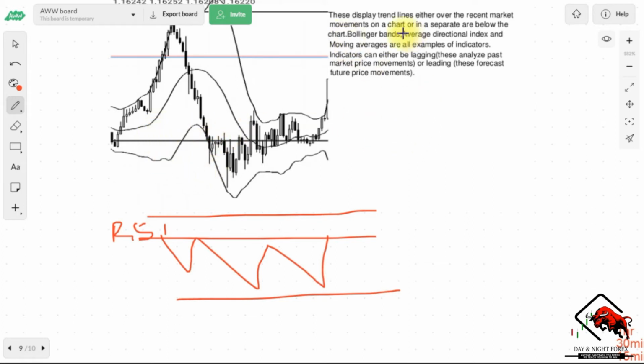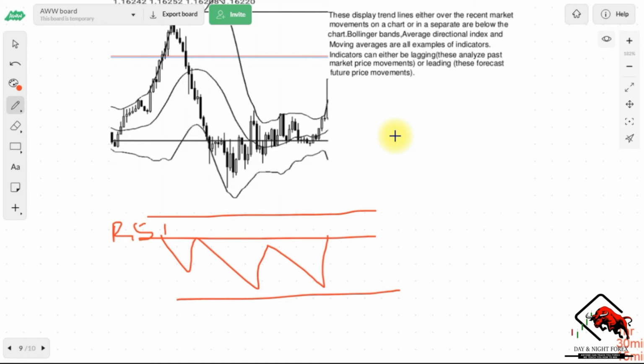So basically it's either on your chart showing you the movement, or it's separate at the bottom of the screen like this. The MACD, all those kinds of things, like the RSI, as I said. Bollinger Bands, average directional index, and moving averages are all examples of indicators. Indicators can either be lagging, which analyze past market movements, or leading, which focus on future price movement.